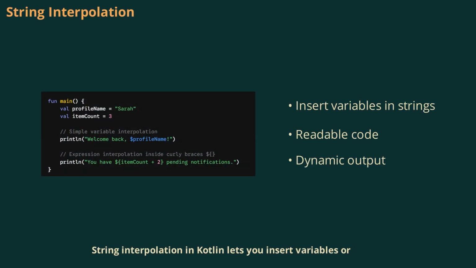String interpolation in Kotlin lets you insert variables or expressions directly into string templates using the dollar symbol. This eliminates the need for messy string concatenation and makes your code more readable. For example, you can print a welcome message with a user's name or display the result of an expression inside curly braces. String interpolation streamlines output formatting and enhances code clarity, making it easier to generate dynamic messages.